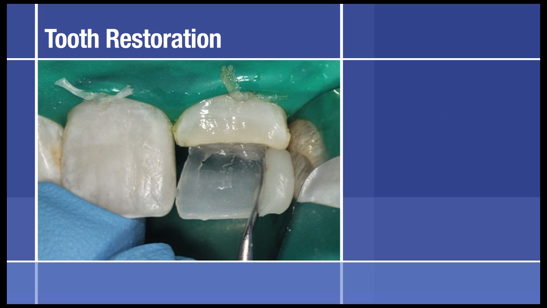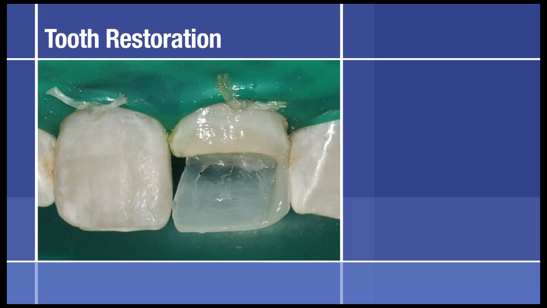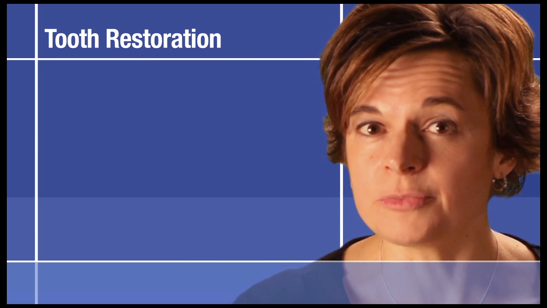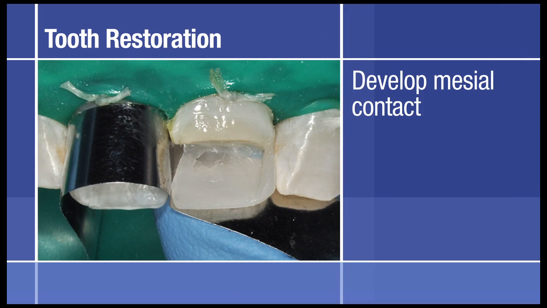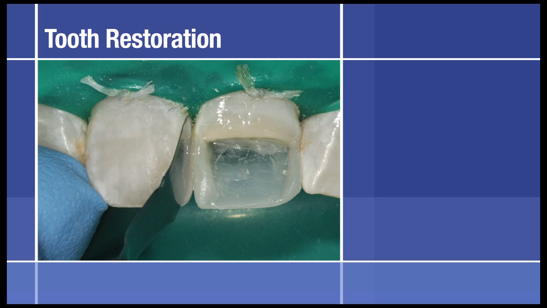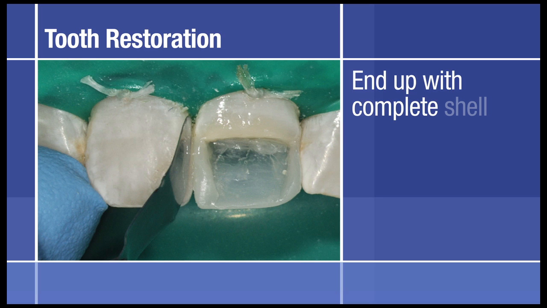And before I cure, I will actually pull the matrix through the contact. So remove it completely by pulling towards the lingual, making sure that all the proximal is filled, that we have no voids at all interproximally. Right away from this step, we're trying to develop proper embrasures. Mesial contact is developed with exactly the same technique. So metal matrix in place, small layer of A1 enamel, pull through the matrix here, and then end up with really a complete shell at this point.